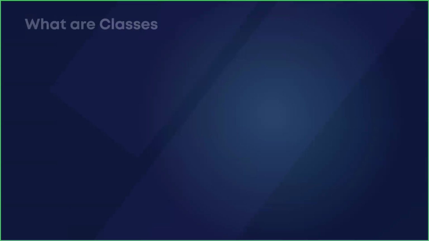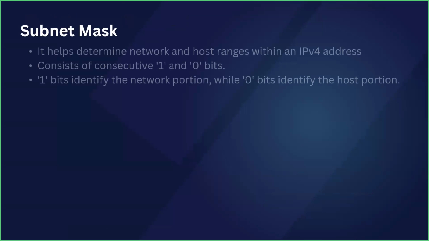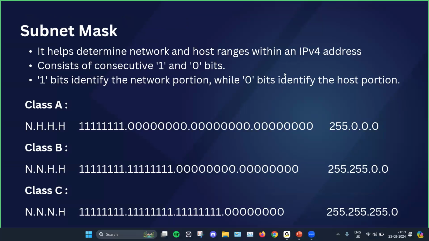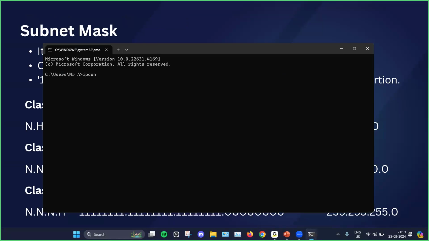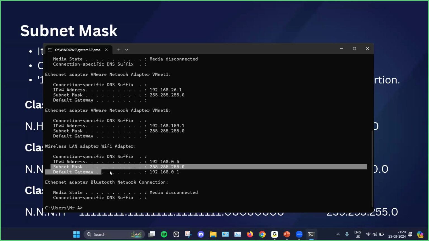Moving on, let's talk about subnet mask today. If I go to my command prompt and type ipconfig, you can notice this shows me my private IP here, 192.168.0.5. And below that, there's something called subnet mask. Now, what is the subnet mask?